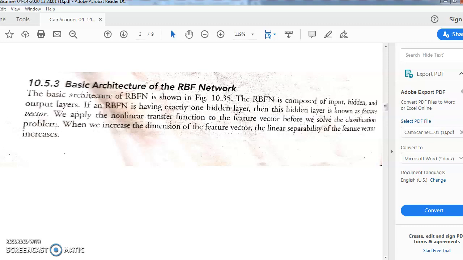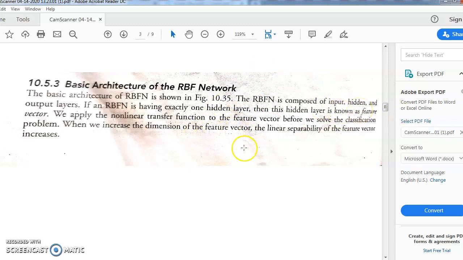These inputs are also called the features for that particular problem. So what does the hidden layer do? The hidden layer considers all these features, and with the help of our radial basis function, it maps those features into the higher dimension space. So that's why the word is written here, feature vector.